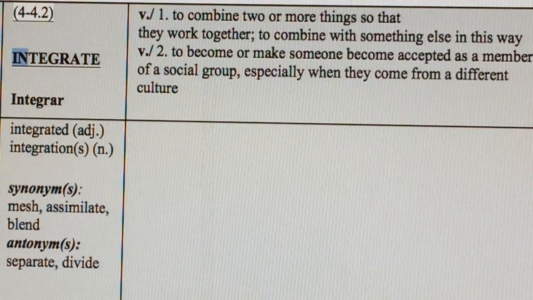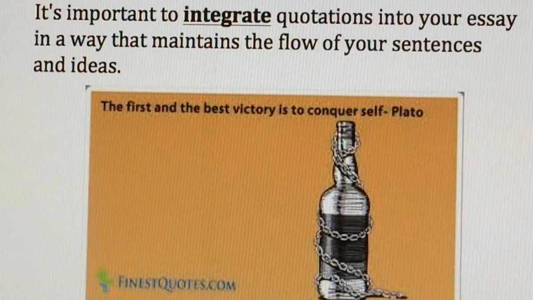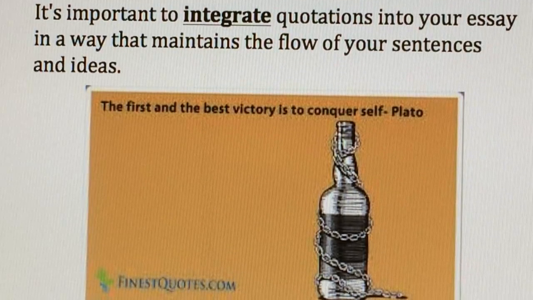It is used only as a verb, and we have 2 definitions for you to learn. The first definition is to combine 2 or more things so that they work together or combine with something else in this way. Okay, so kind of like mixing 2 things together, but in a way that they work better together. If you look at your sentence example, it is important to integrate quotations into your essay in a way that maintains the flow of your sentences and ideas.